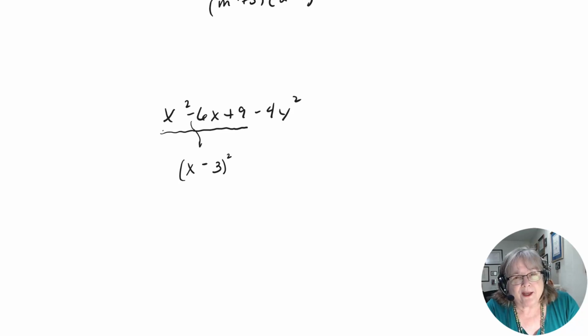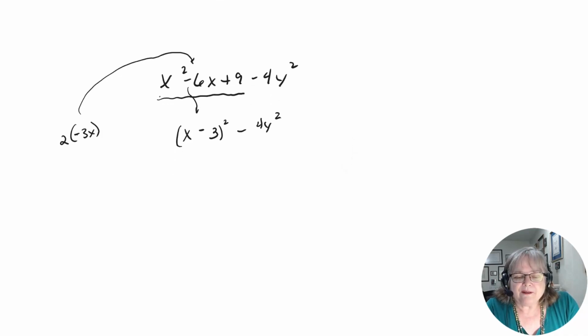Now remember, you had to check these. And what you had to do is go x times minus 3 is minus 3x. If I double it, does it show up right here? Okay, yes it does, and so this is correctly factored. Minus 4y squared.